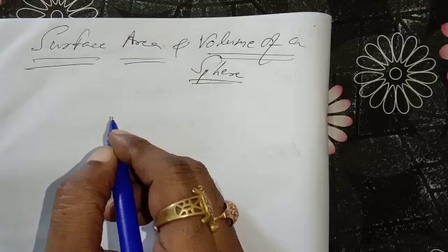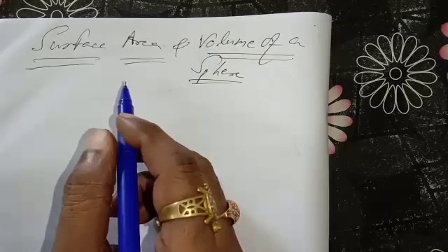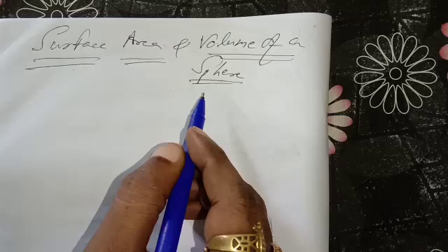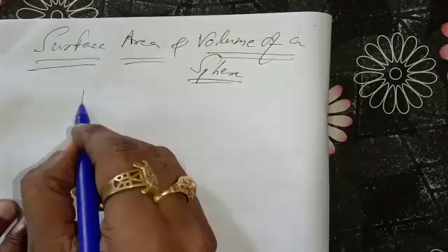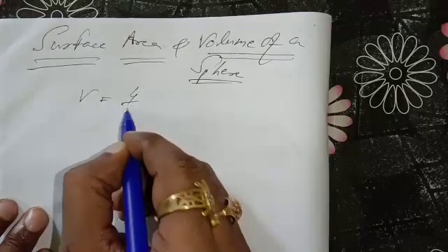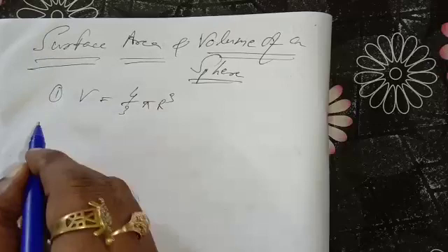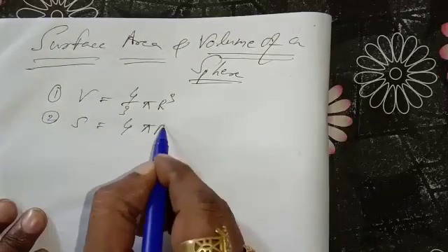Good morning to all. Today I am going to start the chapter named surface area and volume of a sphere. The volume formula is what? 4 by 3 pi r cube, and surface area S is 4 pi r square.